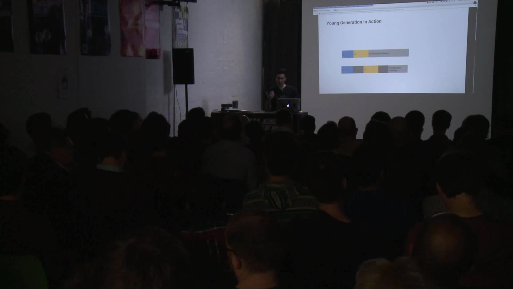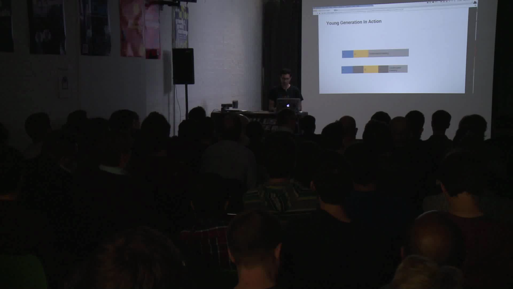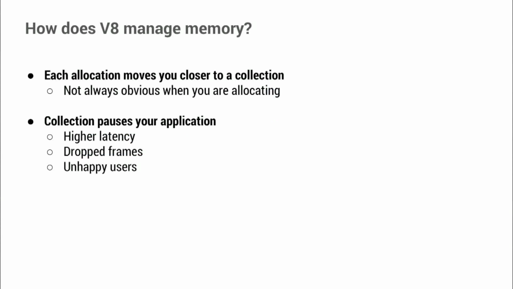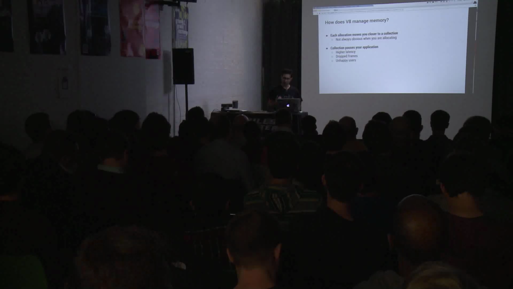So here we are. We've done the copy, we've done the collection, we've just copied the live objects from one semi-space to the next. And there's no other work to be done at this point. It's just ready for the next time there's a garbage collection round that needs to happen. And at this point, your page is resumed, and the object E is allocated, so it's then able to actually do something. So, quick summary, what you have to understand is that each allocation in V8 moves you closer to a collection, so a garbage collection round.